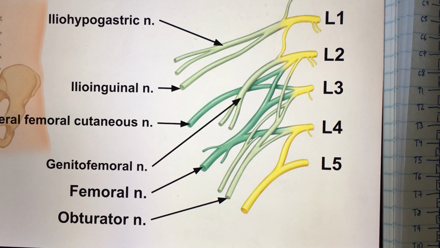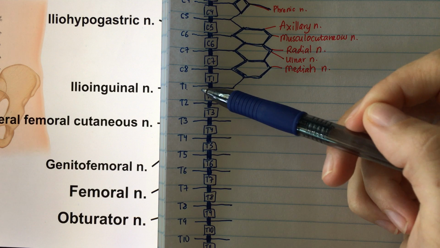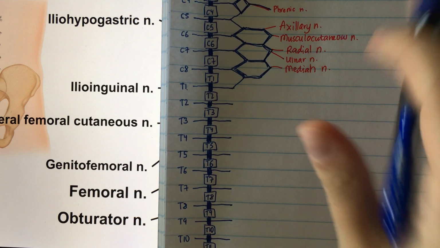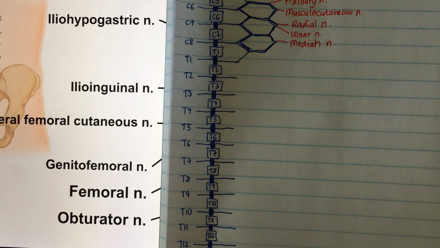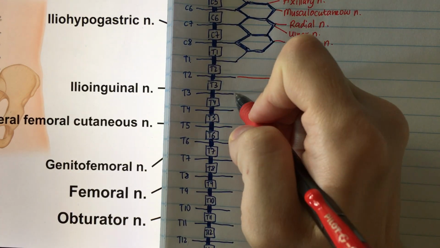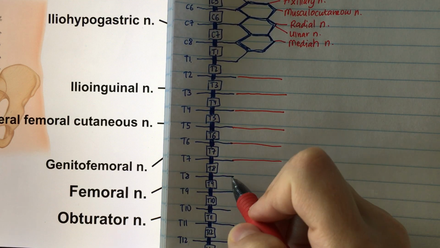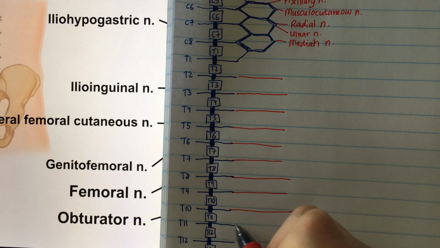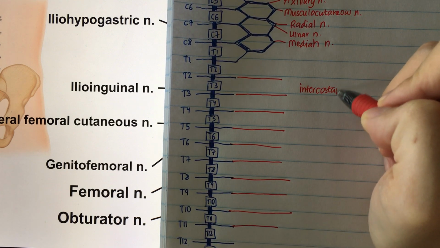Okay, so the lumbar plexus is formed by... what I wanted to mention before that is that the thoracic nerves, with the exception of the first thoracic nerve and the last thoracic nerve, don't form plexuses. Instead, they become nerves that travel between the ribs, and these are called intercostal nerves.